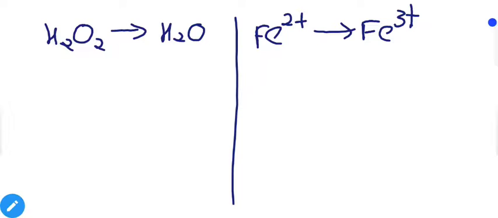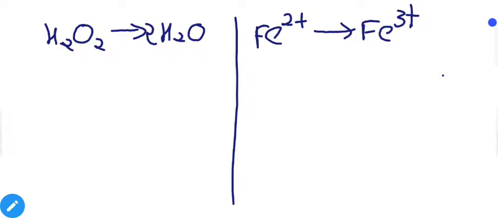Now we have a total of two oxygens on the left hand side in the reduction half reaction and only one on the right hand side. So we have to balance the actual participant in the redox reaction. That's why we have to put 2 before the H2O. So now we have two oxygens on both sides. In the oxidation half reaction, we have one Fe on both sides, so it is already balanced.